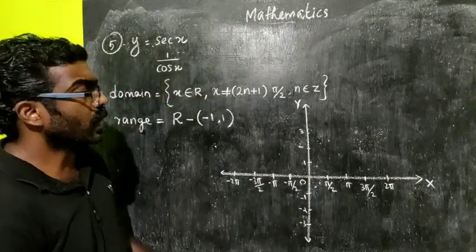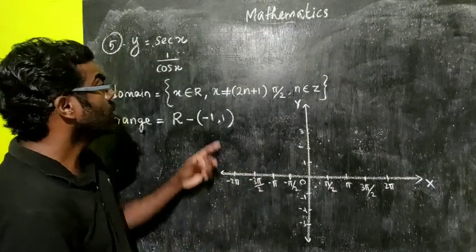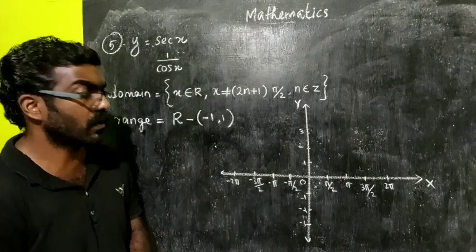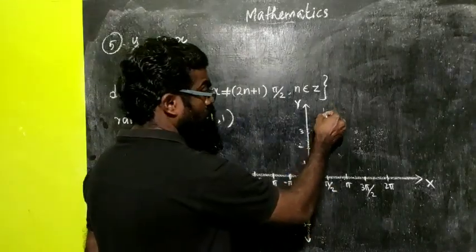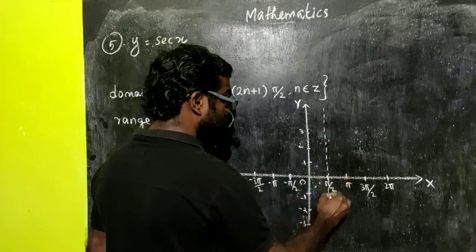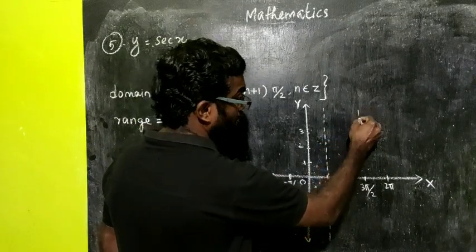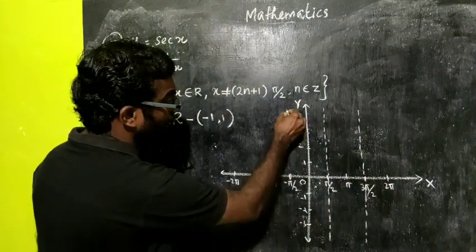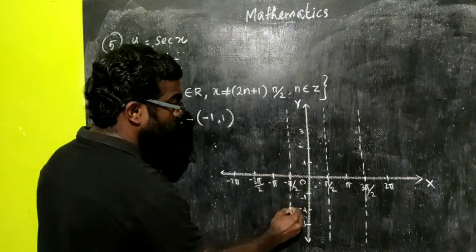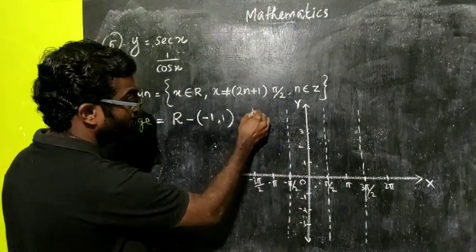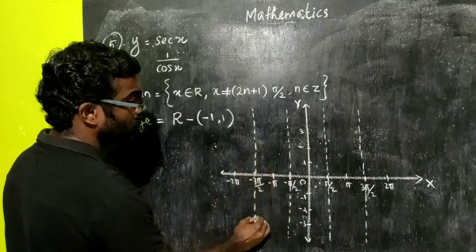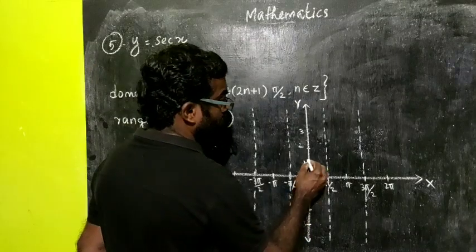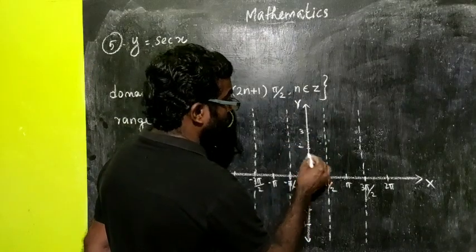Okay. Here also we can restrict the domain. Here the domain is x not equal to (2n plus 1) into pi by 2, odd multiples of pi by 2. So pi by 2, then 3 pi by 2, then 5 pi by 2 and so on. Okay. Here minus pi by 2, minus 3 pi by 2. Clear? And if we draw the graph in this domain, the graph looks like this.